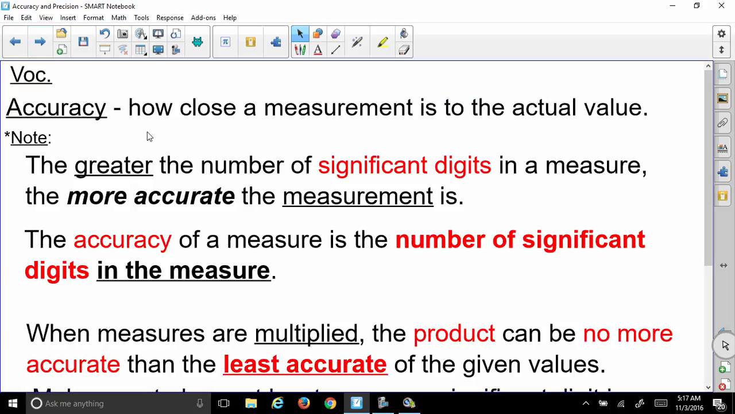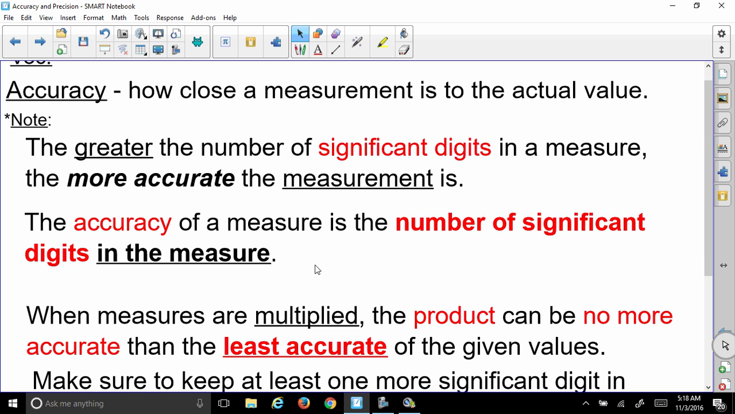Accuracy is how close a measurement is to the actual value. Please note, the greater number of significant digits in a measure, the more accurate the measure is. Hopefully you saw my video on significant digits so you know what we're talking about, but we will go into it. The accuracy of a measure is the number of significant digits in the measure. So the accuracy is just the total number of significant digits, and we'll talk about what a significant digit is.